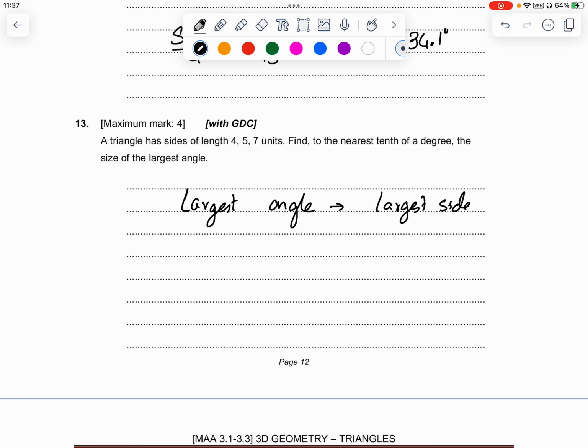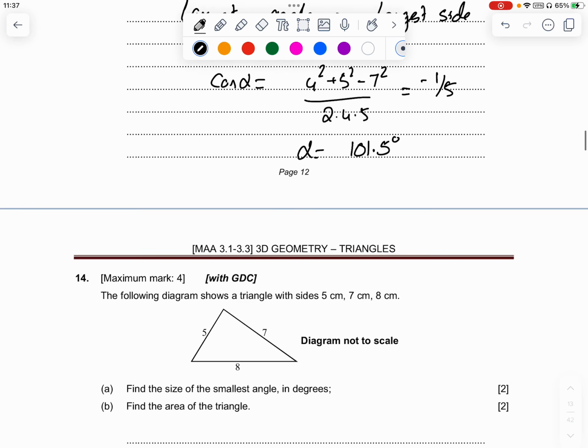Largest angle will be opposite to largest side. So cos alpha equals 4 squared plus 5 squared minus 7 squared upon 2 times 4 times 5, which is going to be negative 1 upon 5 from here. So alpha equals 101.5 degrees.